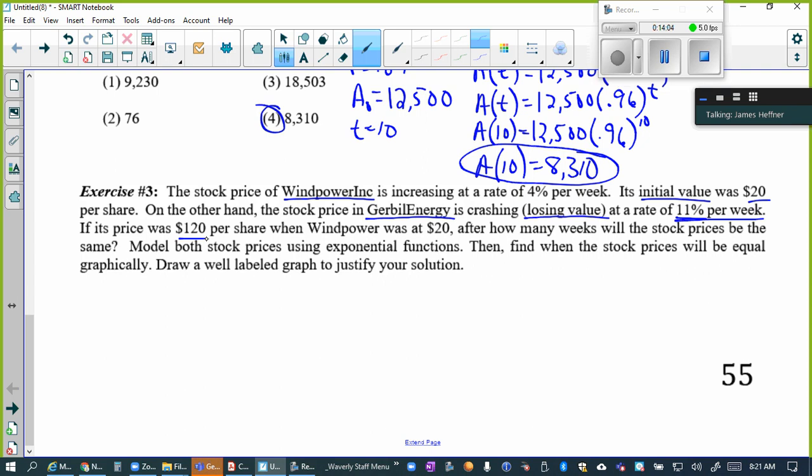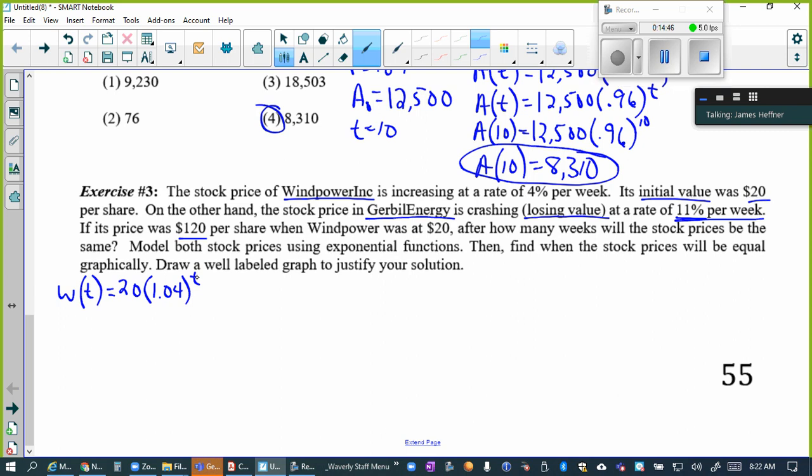Well, let's write an exponential formula for wind power, and let's use some letters that make sense. How about we use W of T for the wind power company? Okay. So what was its initial value? Initial value was 20. $20, right? Times 1 plus, well, I'm just going to add them now. 1 point what? 1.04. 0.04, right? Because the R is 0.04 if it's 4%, right? To the T. Everybody with me there?